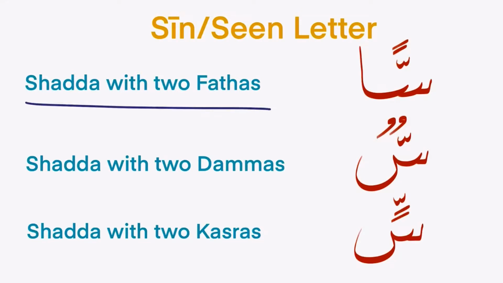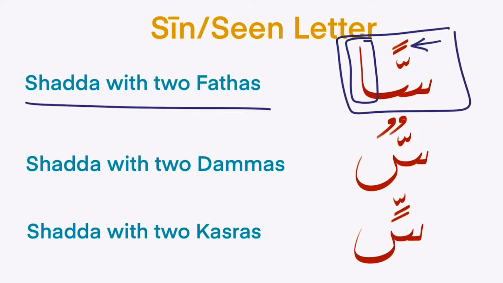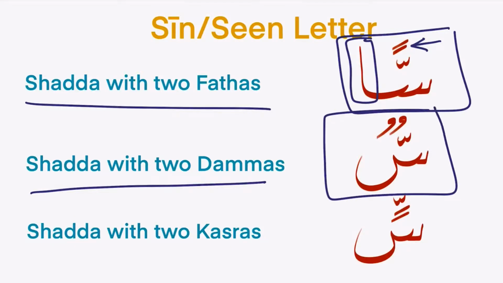Shadda with tanween fatha or 2 fathas. San. Remember, tanween can only take place at the end of a word. And remember, with tanween fatha, you need to add the long vowel alif. How about shadda with 2 dhammas? Sun. How about shadda with tanween kasra? Sin. How about the Shīn letter?